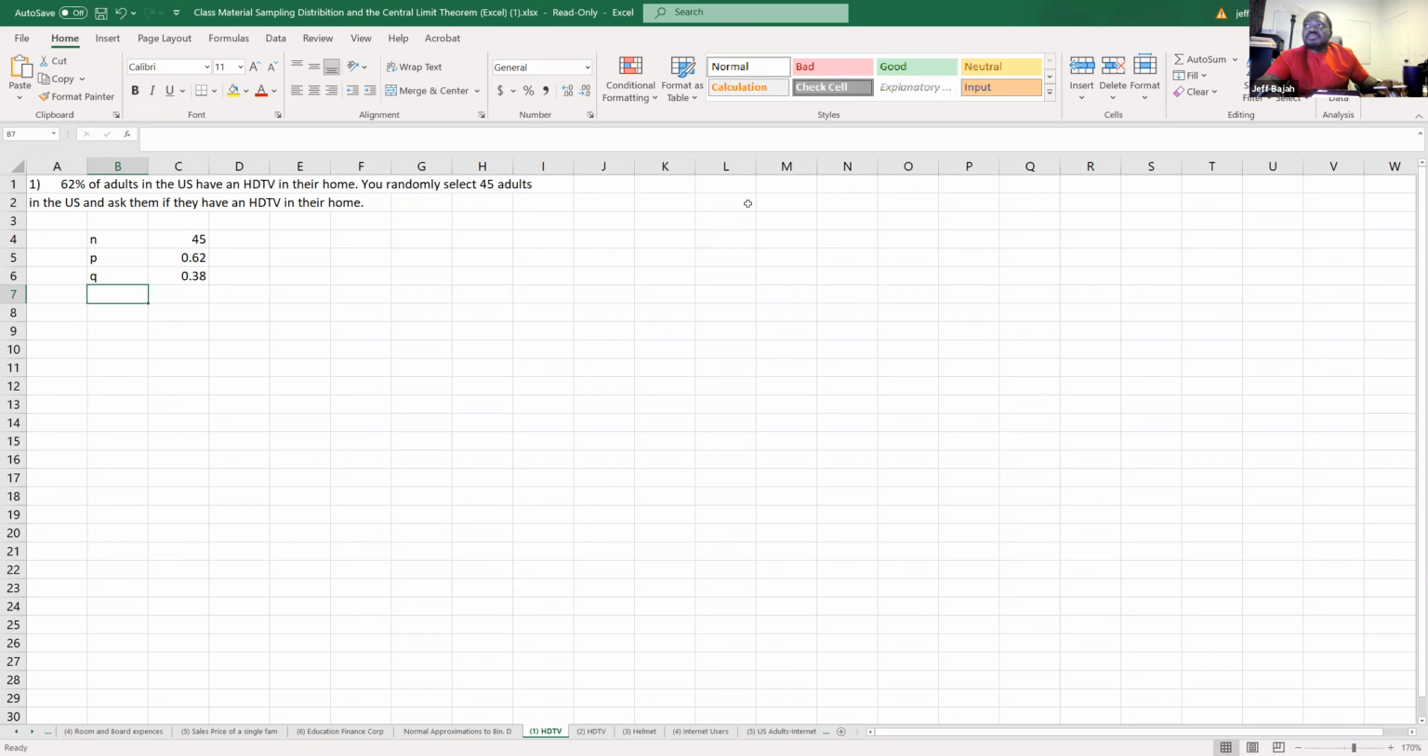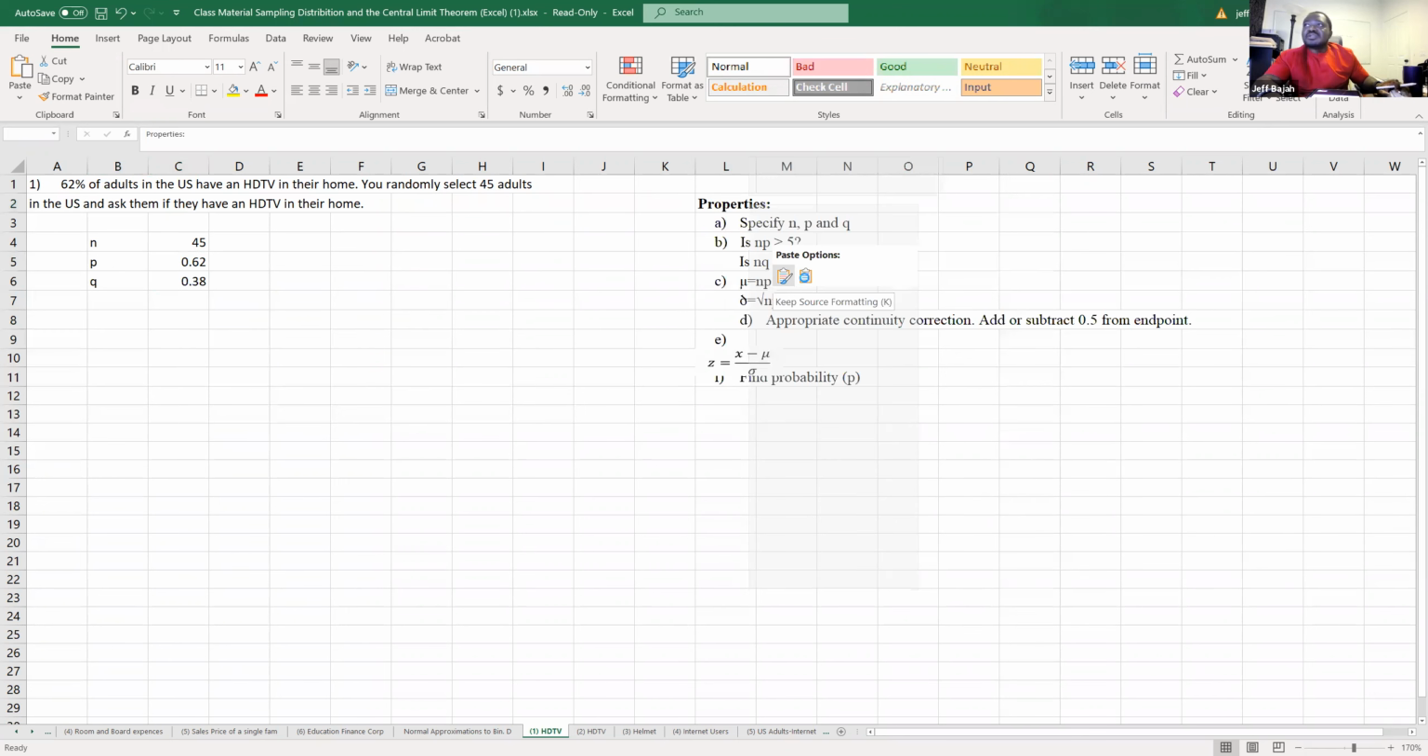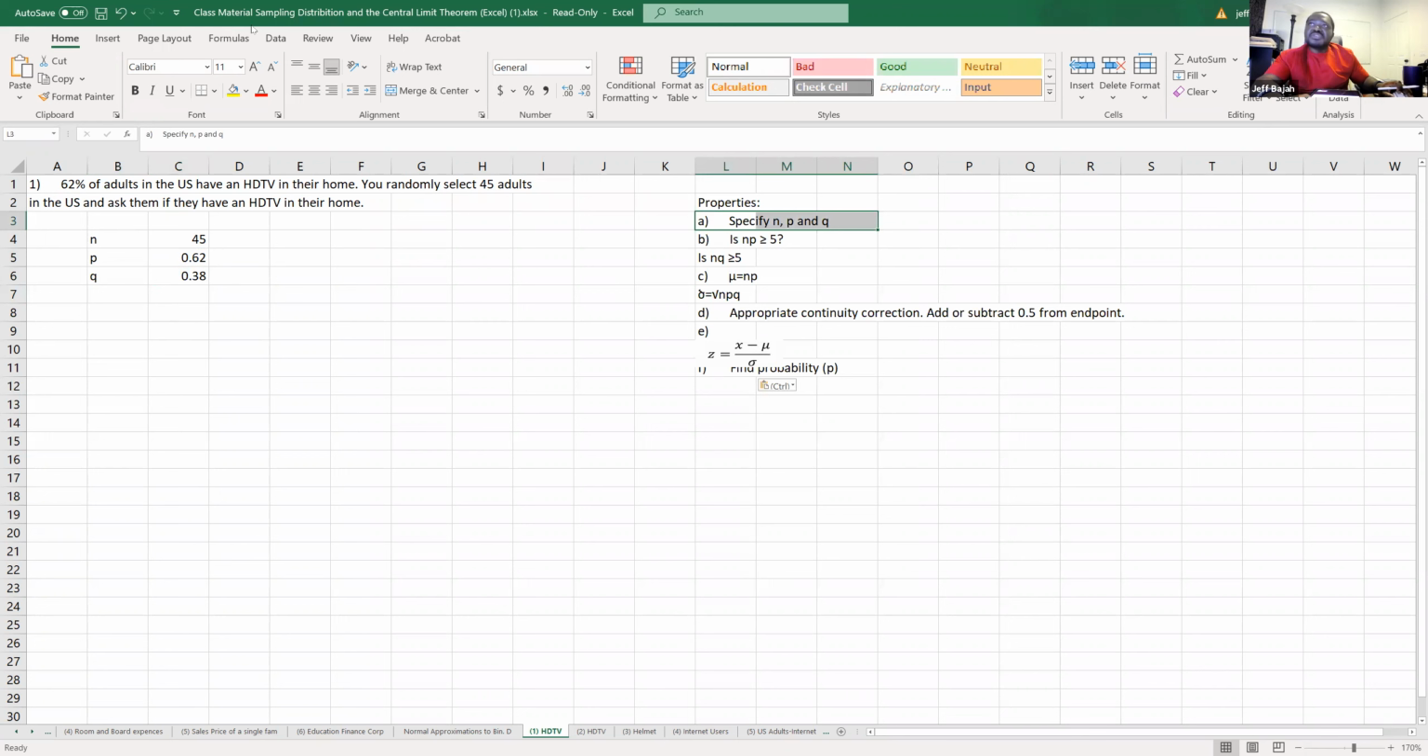So this is the first step, right? The first step says you should find your n, p, and q. We did that. The second step says, is np and nq greater than or equal to 5? So np will be equal to 45 multiplied by this. That gives us 27. Then our nq will be equal to this multiplied by this. So you can see this passed the second test.